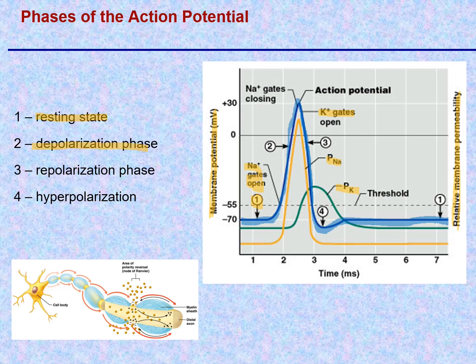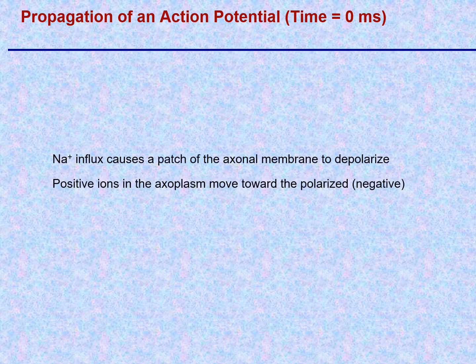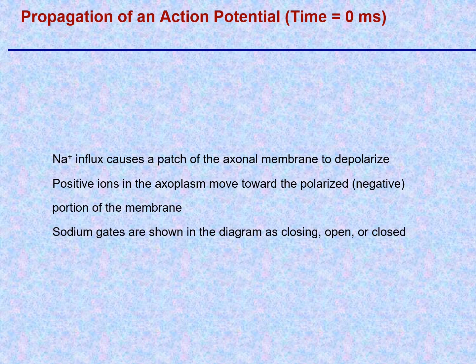And that action potential is triggered, and I'll explain to you later, it actually travels very, very rapidly down the axon, right to the ends of the axon. Okay, let's talk about that mechanism of sending the action potential down the axon. Propagation of an action potential.